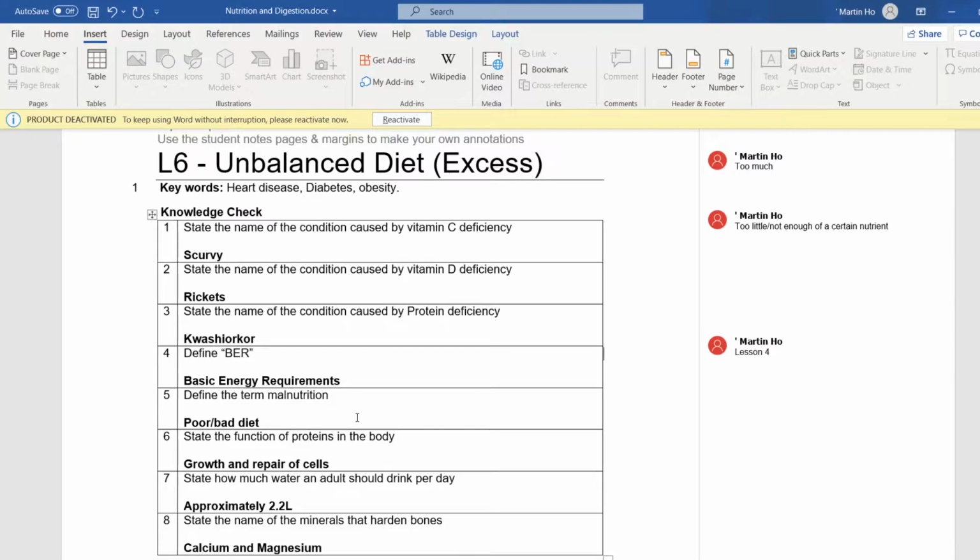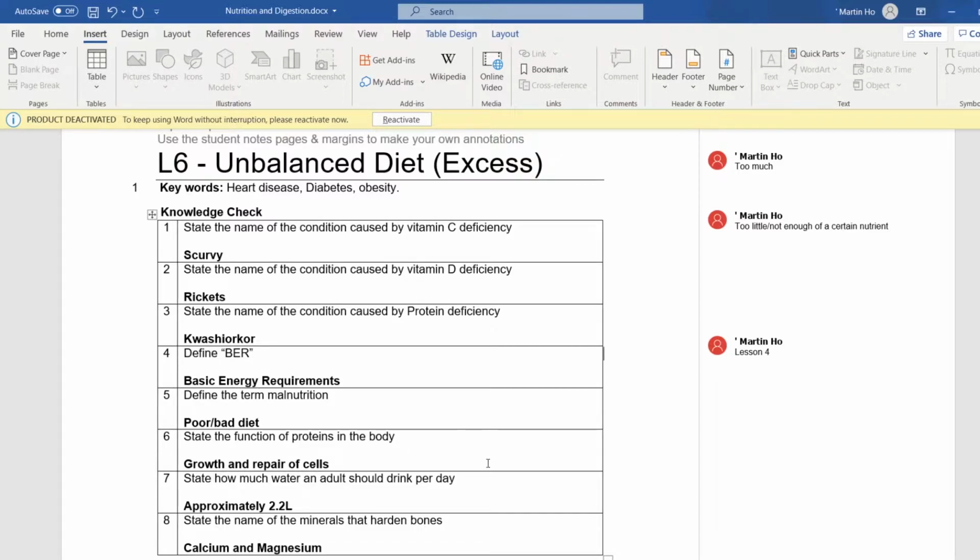5. Define the term malnutrition. Malnutrition typically means a poor or a bad diet. 6. State the function of proteins in the body. Proteins allow our cells to grow as well as repair themselves. 7. State how much water an adult should drink per day. Approximately 2.2 liters.